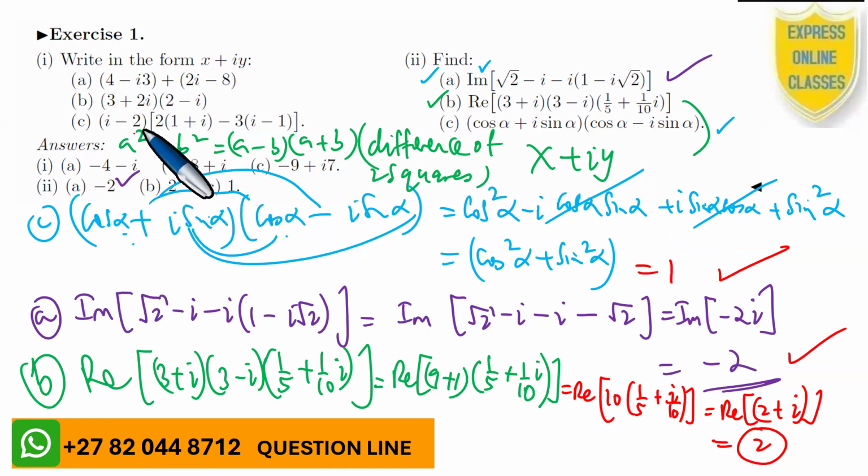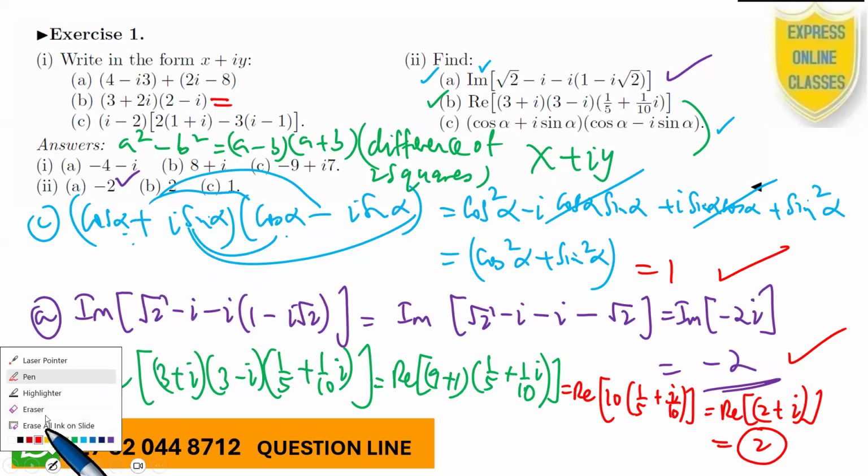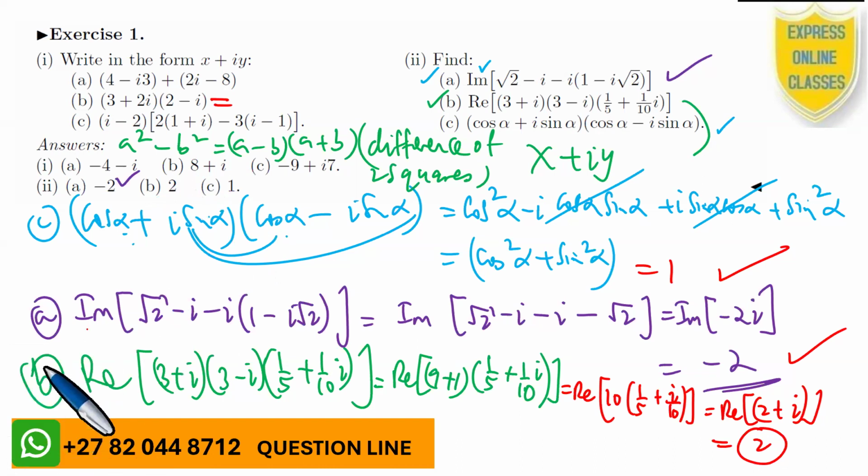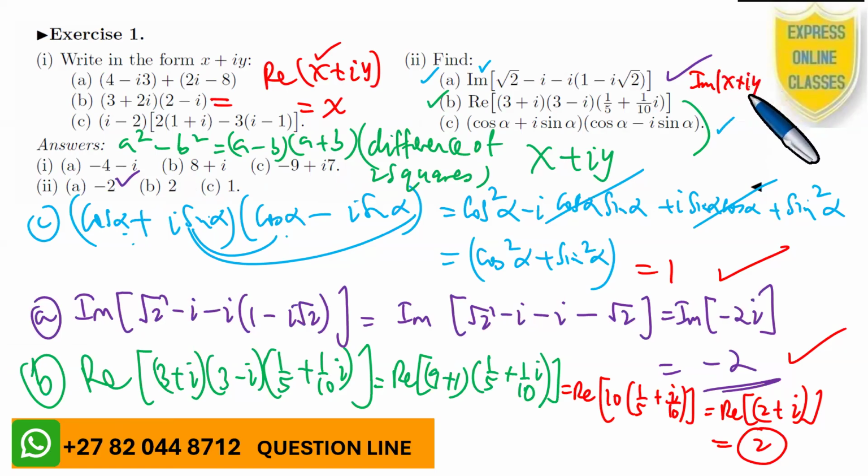Let us try some other problems. Okay, that was exercise 1. But as said, B is very easy. Okay, how is it 2? Because they also got 2 here. Okay, I'm checking. But obviously, if you need to take the real part of x plus iy, you choose x for the real part. For the real part of x plus iy, the real part is only x. But if you need the imaginary part of x plus iy, the imaginary part is only y. You don't take the i, so that is what we have here.